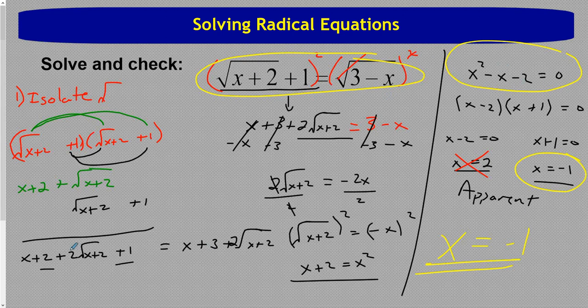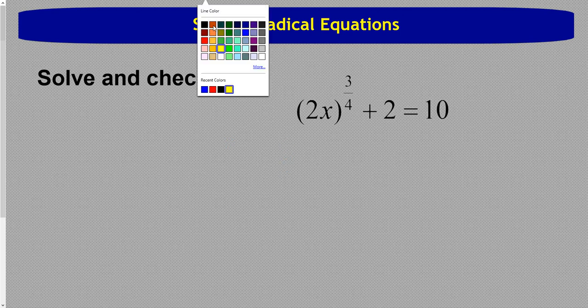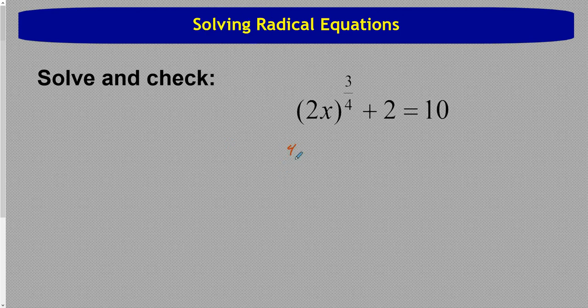So let's look at this one real quick. This one's a little bit bizarre. We're raising something to the 3/4. So I'm taking the 4th root and cubing it. It might be easier to write it like that. So let's go ahead and do that. The 4th root of 2x, and we're cubing that whole thing. That's one way to write this, right? So let's just start simplifying.